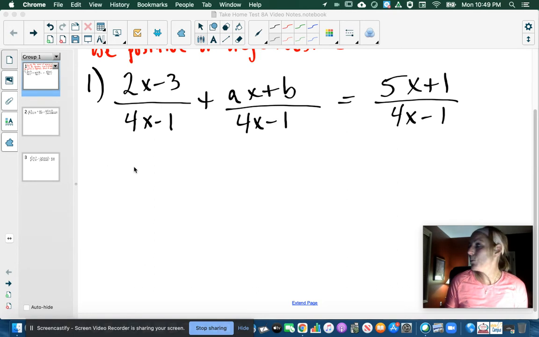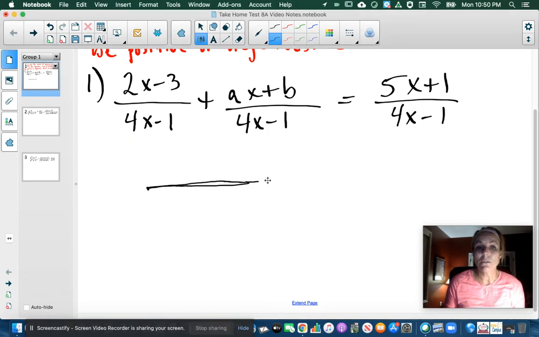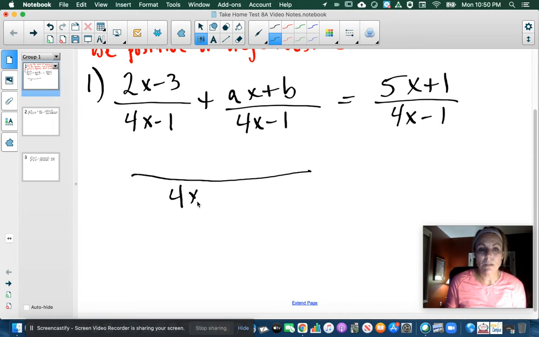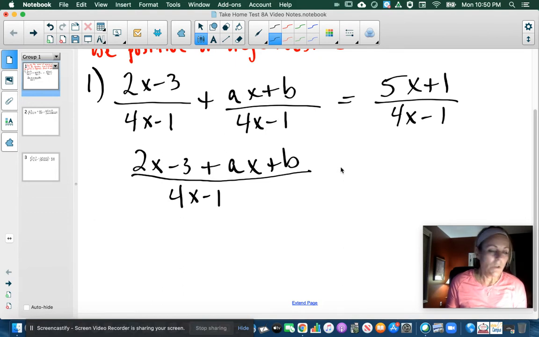So the first thing is, when we're adding these two together, we look to see, is there a common denominator? And the denominator is already common. So the first thing I do is draw my line and put the denominator down there. Grab the 2x minus 3, grab the ax plus b, and we know that this whole thing has to equal, on the top, 5x plus 1 and on the bottom, 4x minus 1. So the bottom, we're all set.